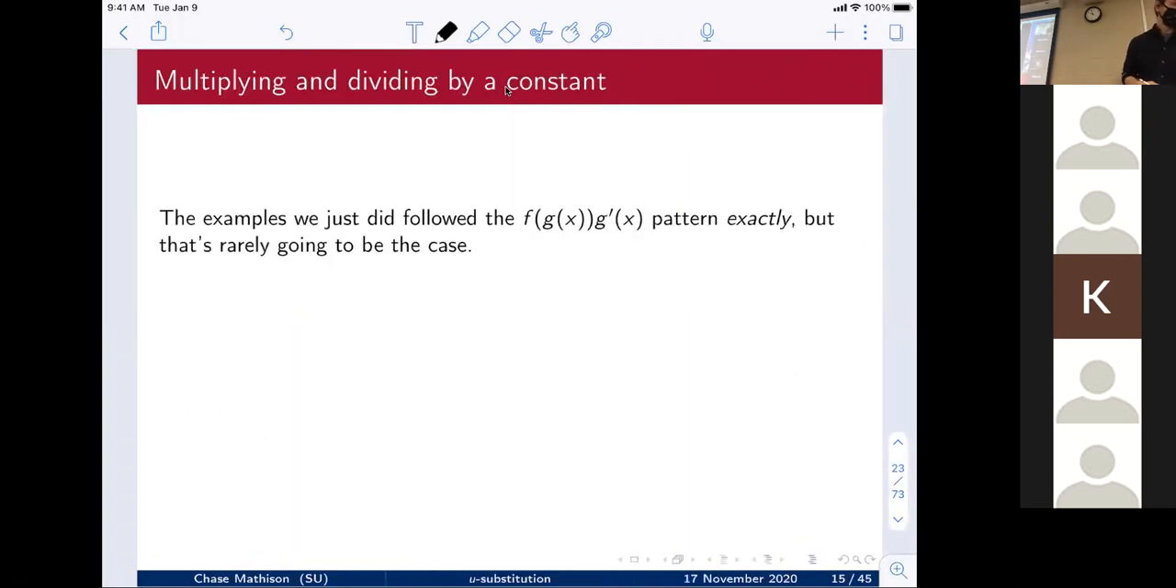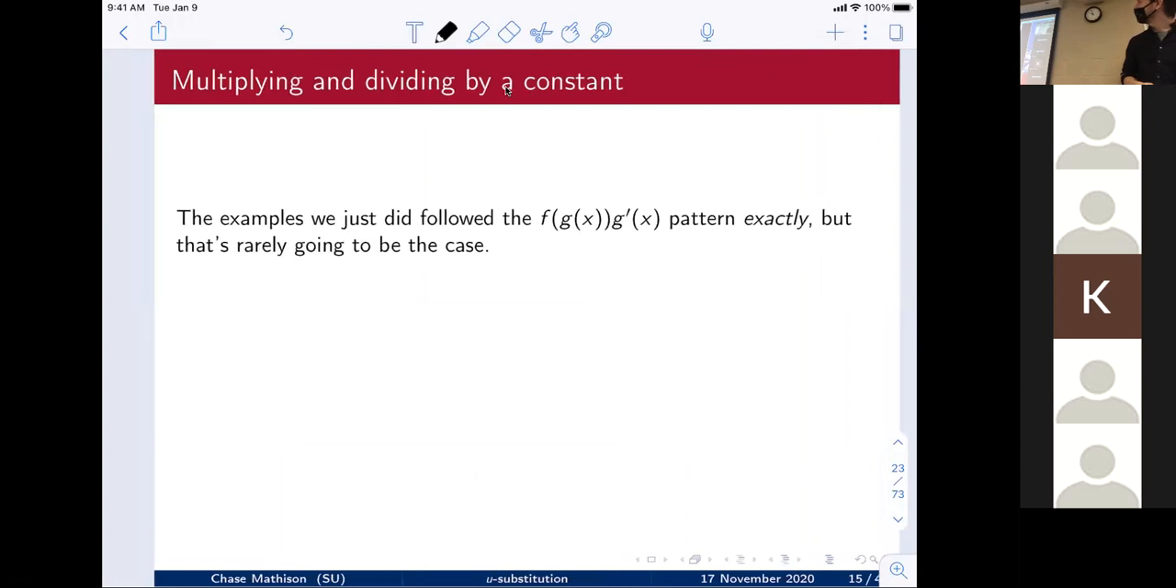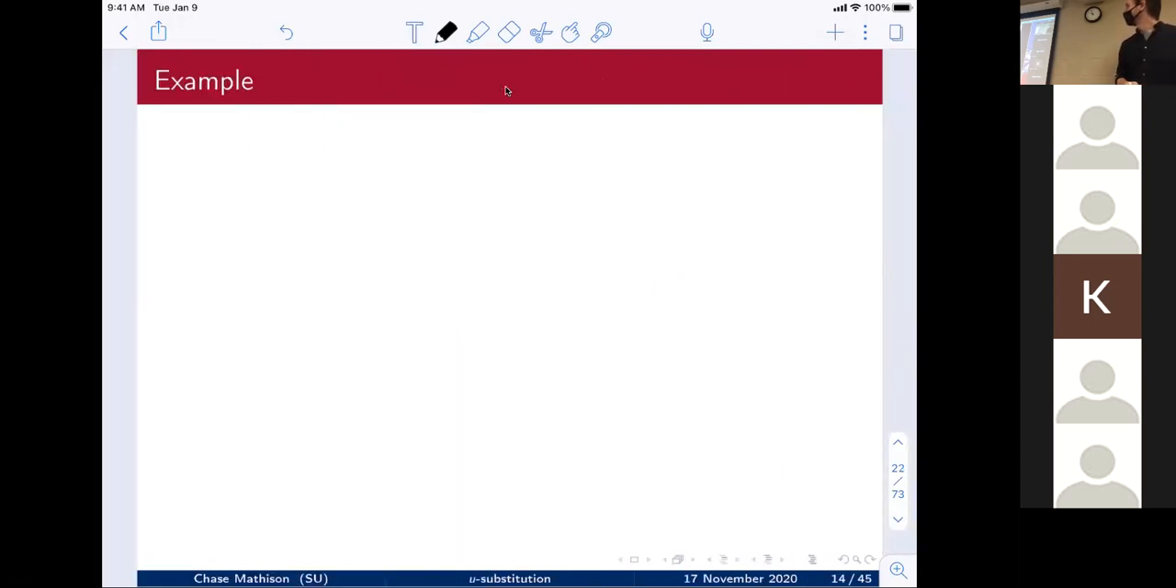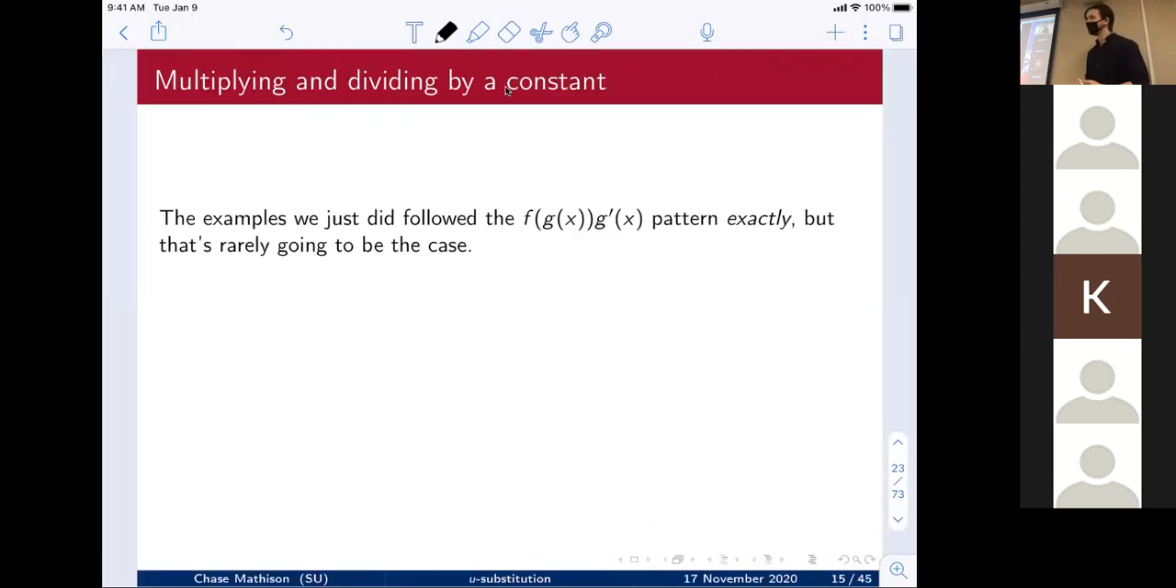So, I'm going to stop there. There's one problem on the quiz that I need to change, and then I'll open the quiz up in a couple of minutes, okay? We're going to pick up here tomorrow, multiplying and dividing by a constant. So this is going to be for when your inside function's derivative is almost the g prime of x you want it to be, but it's off by a factor. Well, we'll be able to handle that pretty easily, and it's just going to be by multiplying and dividing by a constant.